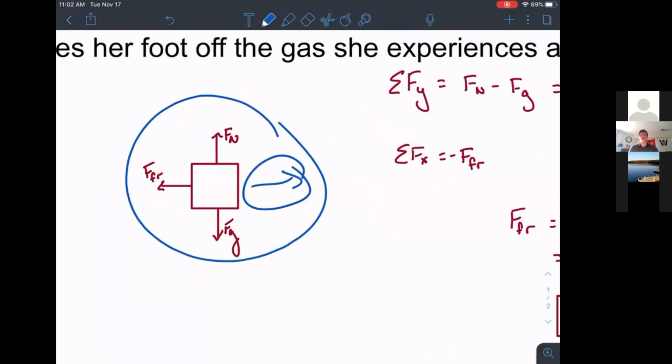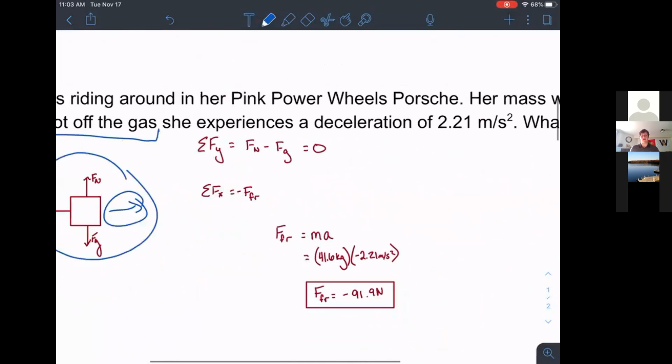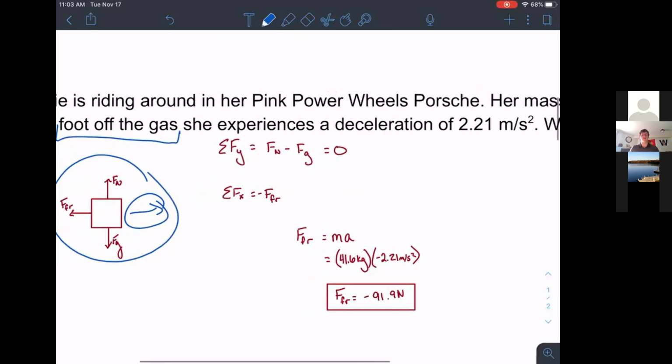The next thing that I saw was an issue was that there was this wonderful applied force that people were drawing. And yes, there would have been an applied force if she didn't take her foot off the gas, which means there's no applied force anymore. She's not pushing that car forward anymore. It's just decelerating or slowing down. There's no more applied force, just that frictional force.